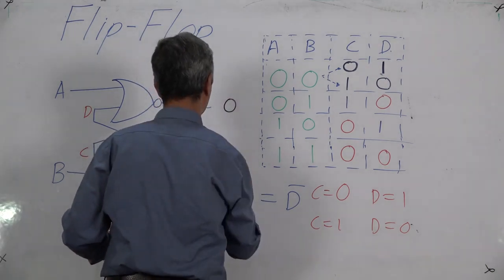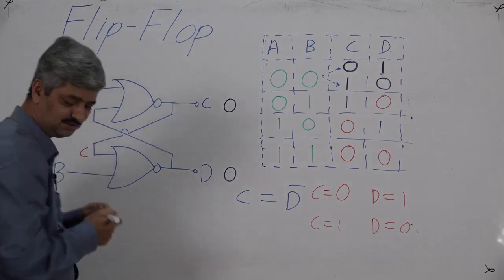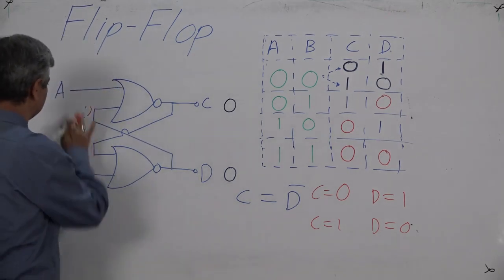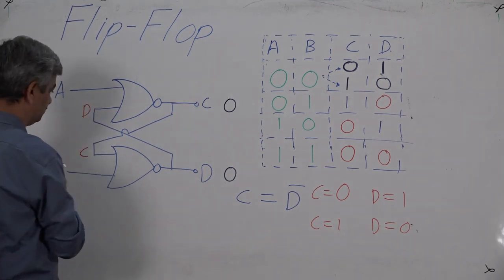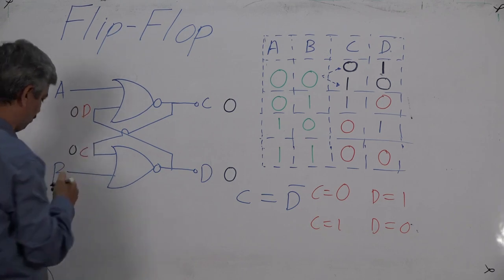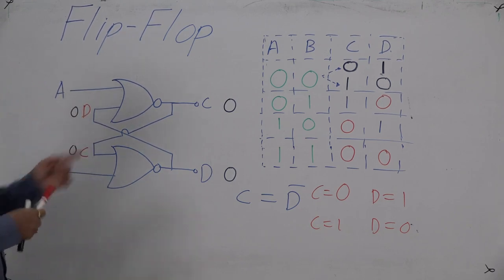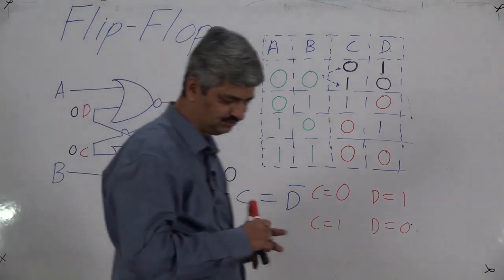Let's assume that both are 0. So both are 0, now what happens? It is a very interesting discussion. Both 0 means this is 0 and this is 0. So what will happen now? We started with both zeros.